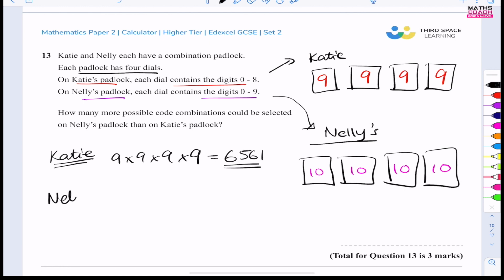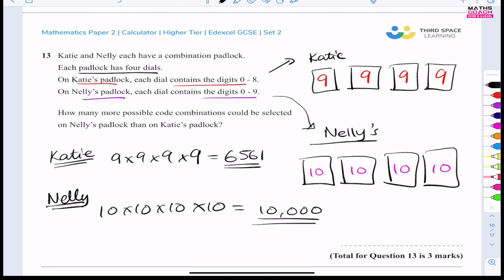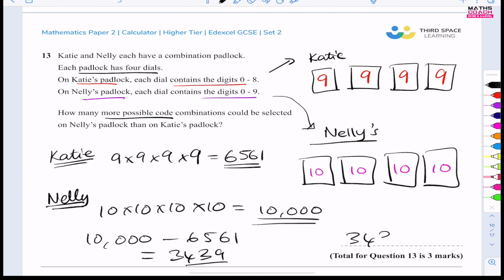For Nelly, it's going to be 10 times 10 times 10 times 10. And that is 10,000 different combinations. So how many more possible code combinations could be selected? We just do 10,000, take away 6,561, and that gives us 3,439. So 3,439 combinations more on Nelly's padlock than on Katie's.